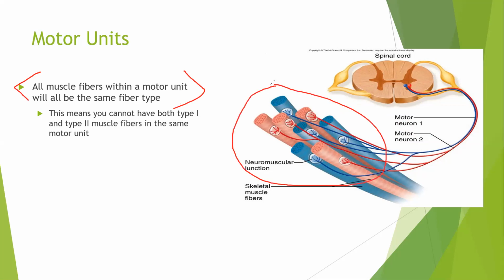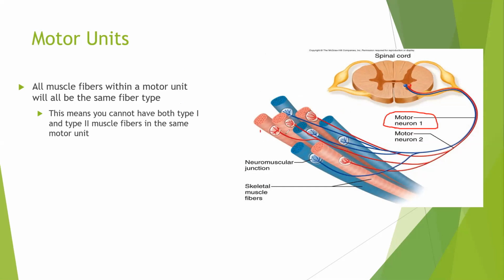So meaning, over here, these are all muscle fibers within a motor unit. Now, if we want to get technical with it, the blue fibers are technically one motor unit, and the red fibers are another motor unit. But every one of, let's say, the red units are one muscle fiber type, and every one of the blue units are another muscle fiber type. So when you have a motor unit, all of your muscle fiber types are the same.